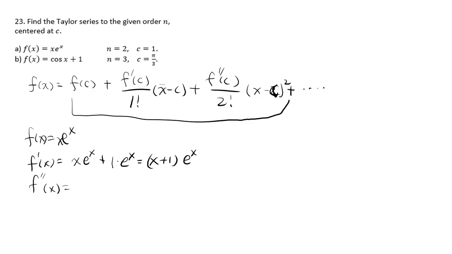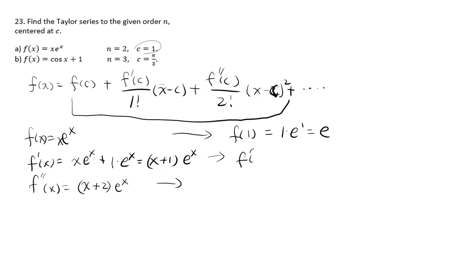f double prime of x would be the derivative of this. Again, using the product rule, you're going to get x plus 2 times e to the x. Now from these values, we have to evaluate f of 1, because c is 1. f of 1 is just 1 times e to the first power, which is just e. f prime of 1 is 2 times e to the first power. That's 2e. f double prime of 1 will give you 3e. So we are almost there.